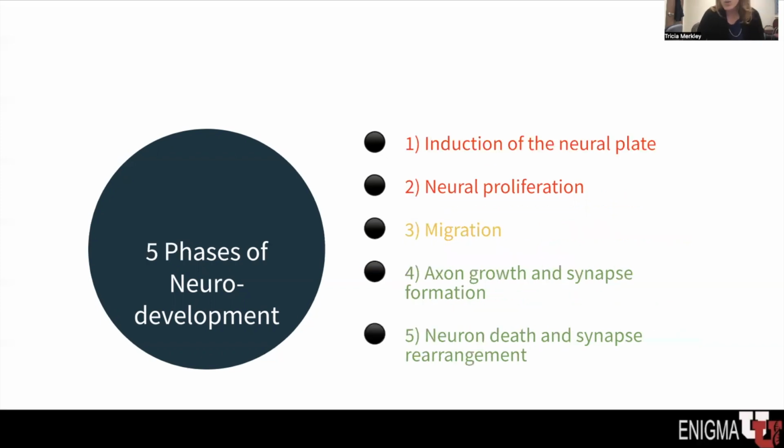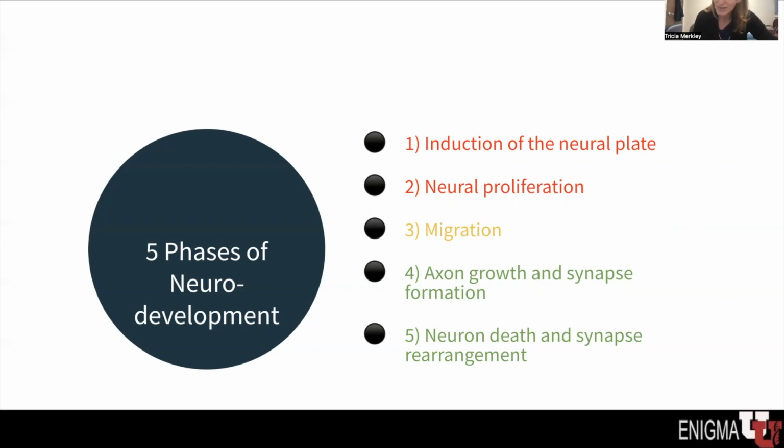And these goals correspond with 5 phases of neurodevelopment, and we'll speak about each of these in turn. First of all, the induction of the neural plate and neural proliferation or multiplication, division of neurons. Migration, as we talked about, those neurons need to find their appropriate sites. The axon growth and synapse formation, that refers to forming those connections between the developing neurons.